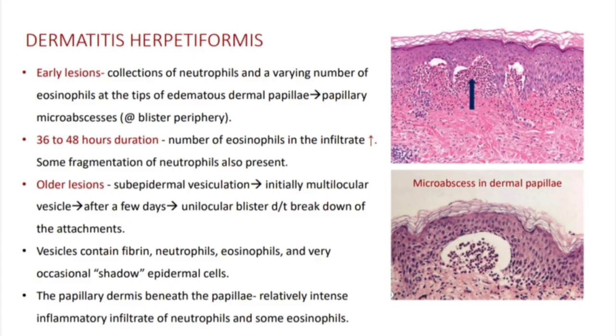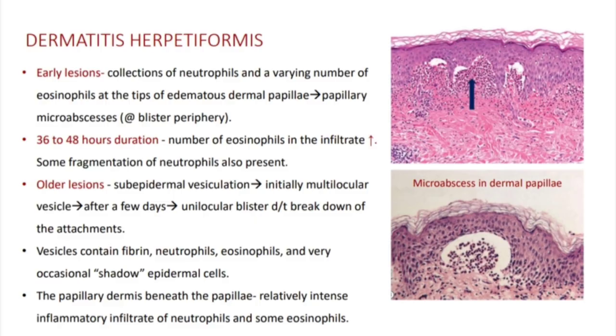Then at 36 to 48 hours duration, the number of eosinophils in that infiltrate increases and some fragmentation of neutrophils is also present. Older lesions show subepidermal vesiculation, initially a multilocular vesicle, and after a few days it becomes unilocular because of the breakdown of the attachments within the multilocular vesicle.